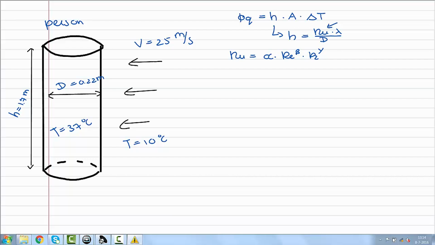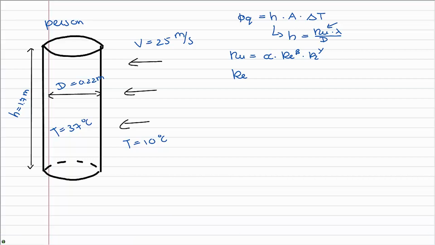Now, to find these, we have to know the shape which we're talking about, which is a cylinder, and we have to know the Reynolds number, because these relations are only valid for certain Reynolds intervals and Prandtl intervals. So I'm going to calculate Reynolds, and all these were given in the exercise, so we just had to fill them in, and then we can find the Reynolds number for this situation, which is this number.